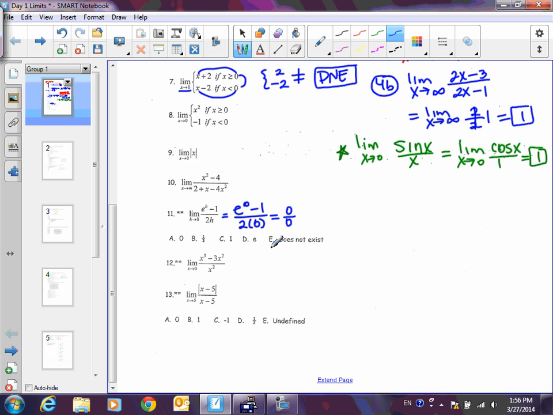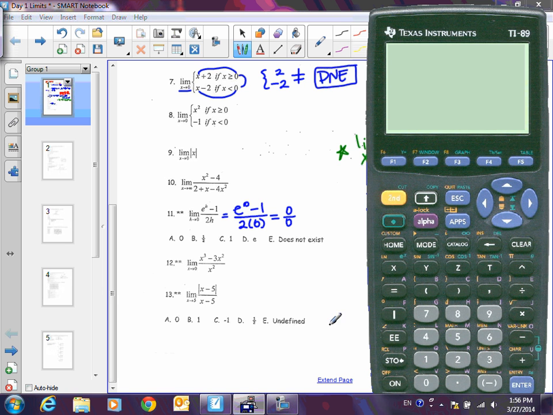Some students might say, oh, 0 over 0, that's not a real number, that limit doesn't exist. But in fact, this means the limit does exist. We just have to do more work to find it. You can't factor this. So what they're saying here is, oh, this is going to be on the calculator part.